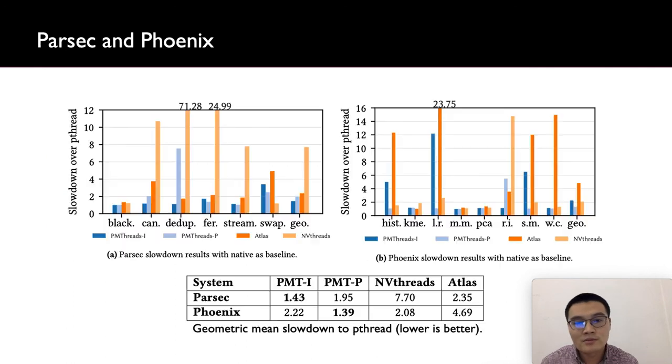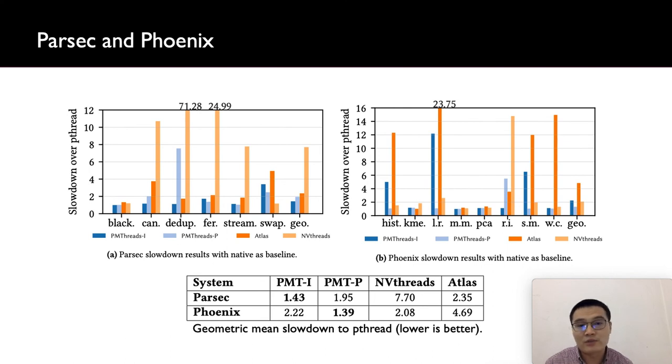So firstly, we evaluate PMthreads over 14 applications from the Parsec and Phoenix benchmarking suites. We choose pthread as the ideal baseline, which does not provide any data persistence support. It is purely running on DRAM.